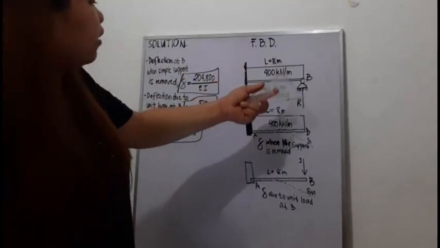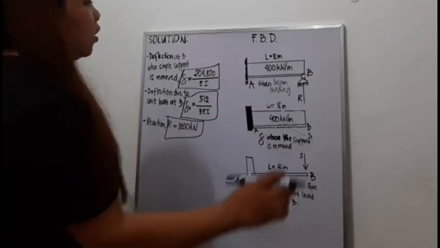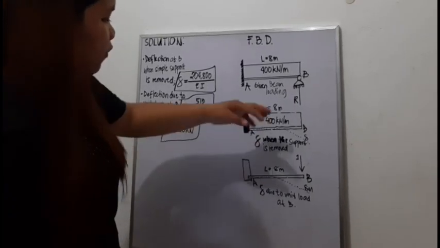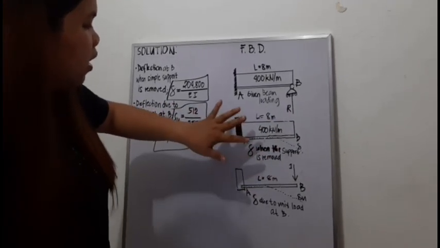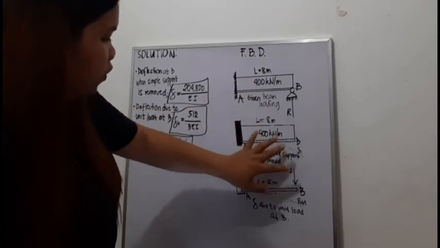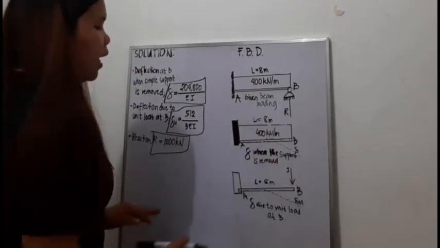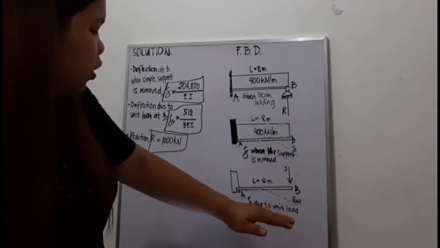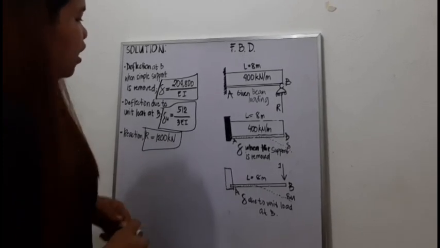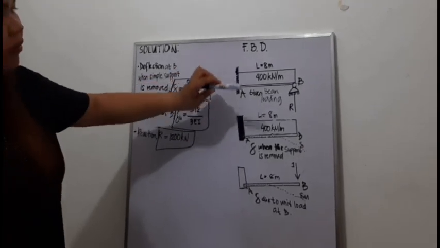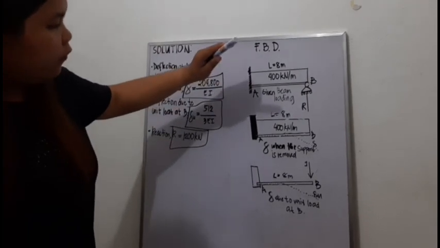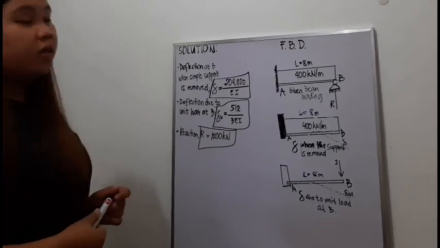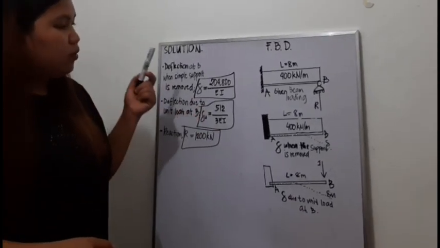So this first free body diagram is given by the beam loading, accordingly. The second free body diagram is represented when the support is removed. And here is the free body diagram due to the unit load at B. As you can see, there have been changes from the first free body diagram to the second and the third. And that's all. We're going to get the answer.